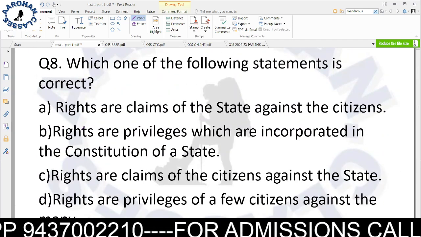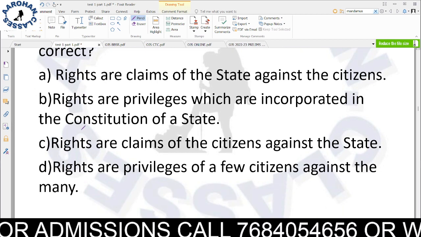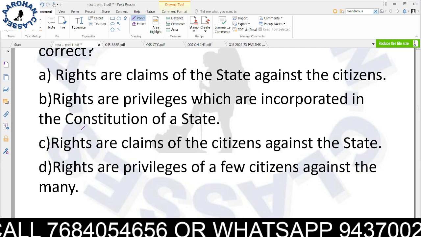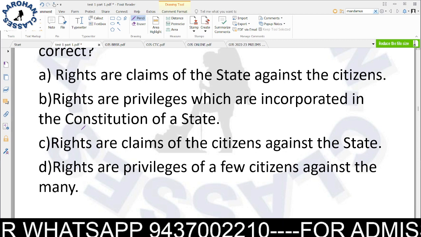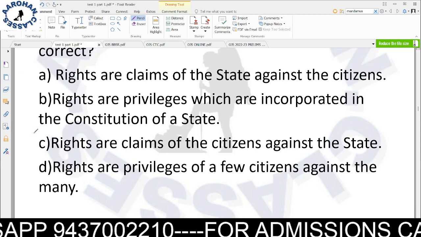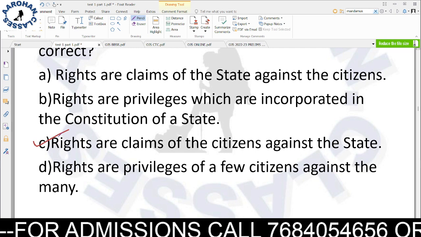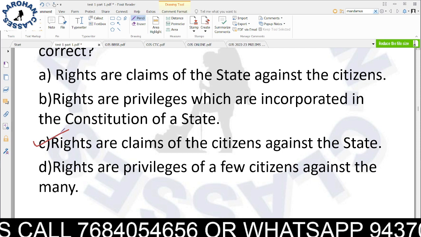Now come to question 8. Which of the following statement is correct? Just go through the statements. Okay, so the answer is C. Rights are claims of the citizens against the state. The rest, wherever we look, is not correct. Okay, most appropriate answer is C. Rights are claims of the citizens against the state.